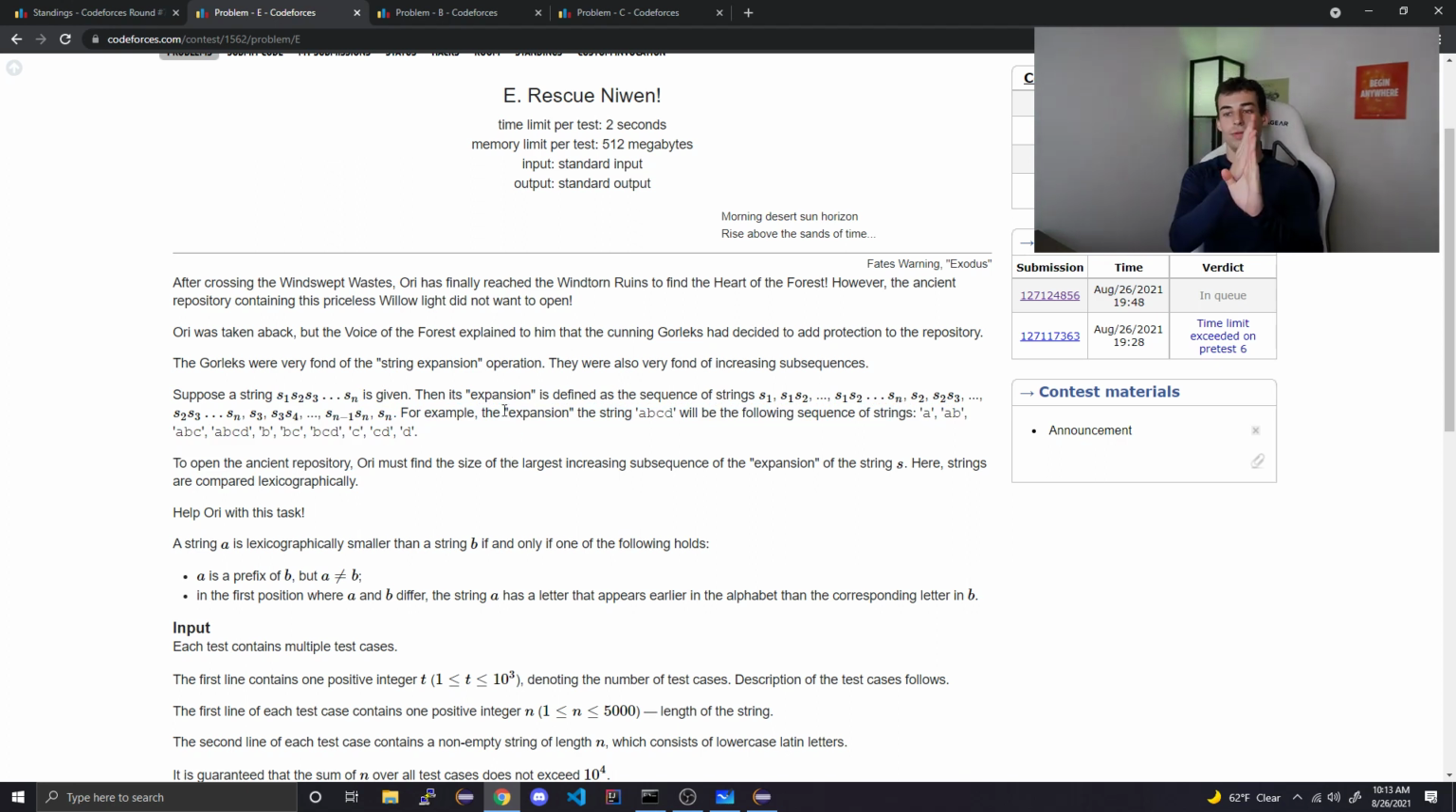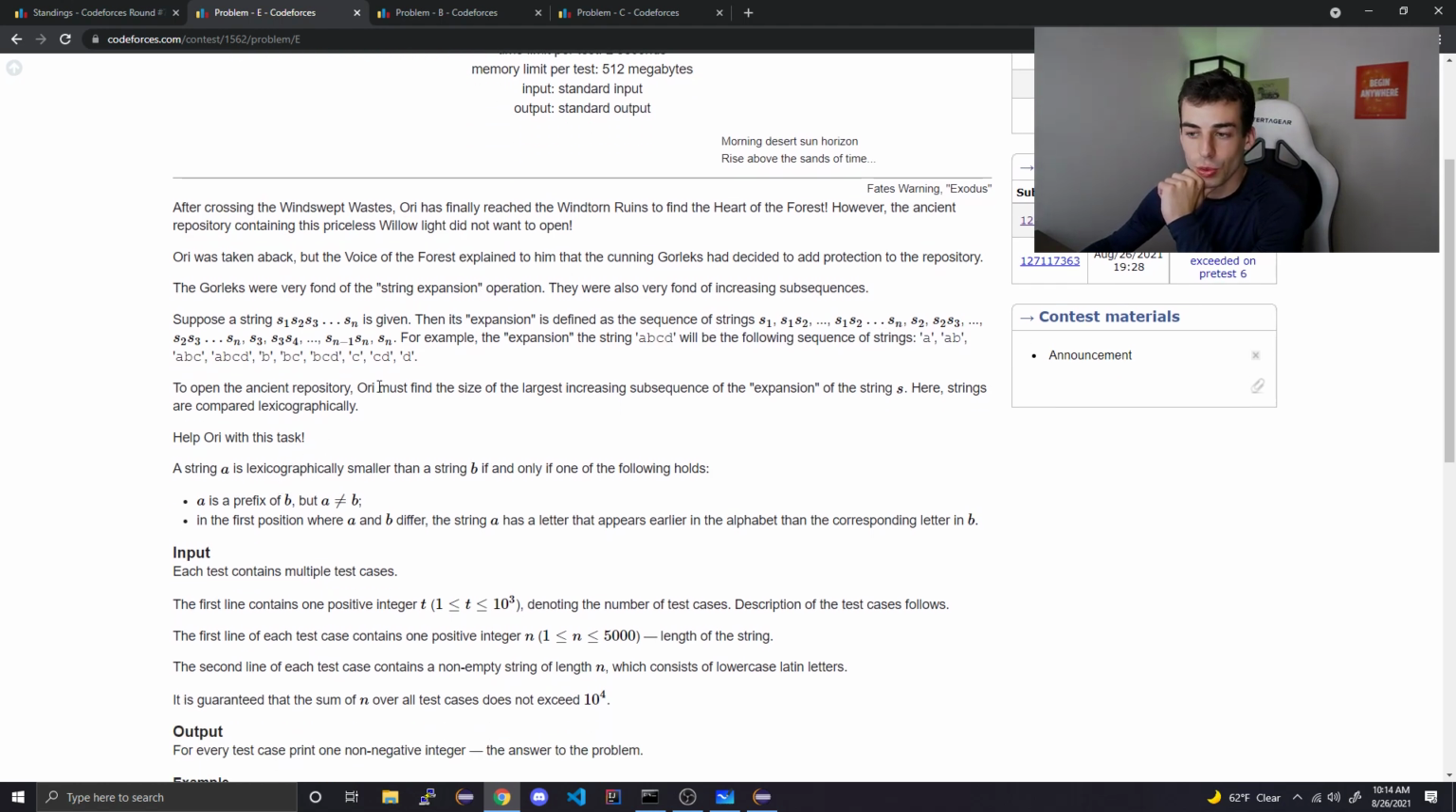So you start with the prefix. You look at all the prefixes of the substring starting at index 1, then all the prefixes of the substring starting at index 2, and then index 3, and index 4, and index 5. So you have a list called an expansion of some string. You have a list of all of these. And now you want to find the longest increasing subsequence of this list. That's the idea. You just want the size of it.